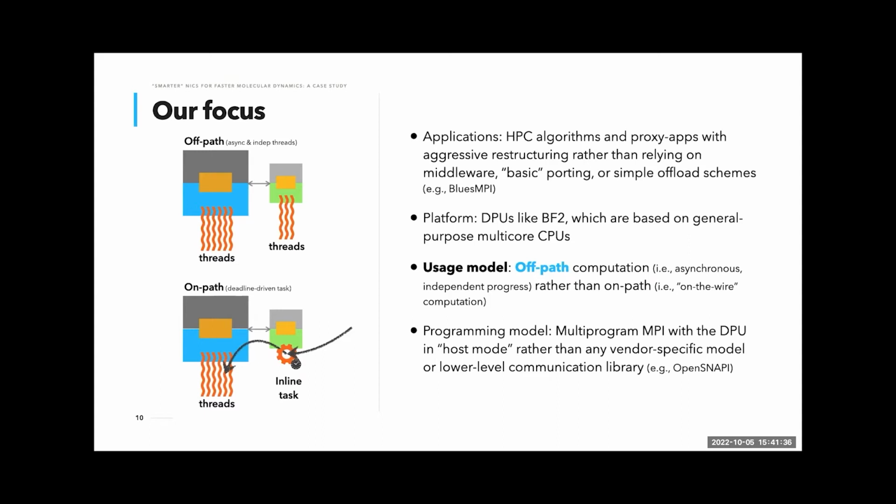By contrast, many prior usage models have assumed on-path or inline processing. In on-path mode, as soon as a packet comes into the system, or just before it leaves the system, the network interface card performs some computation directly on that packet before passing it to the host or sending it out on the wire.